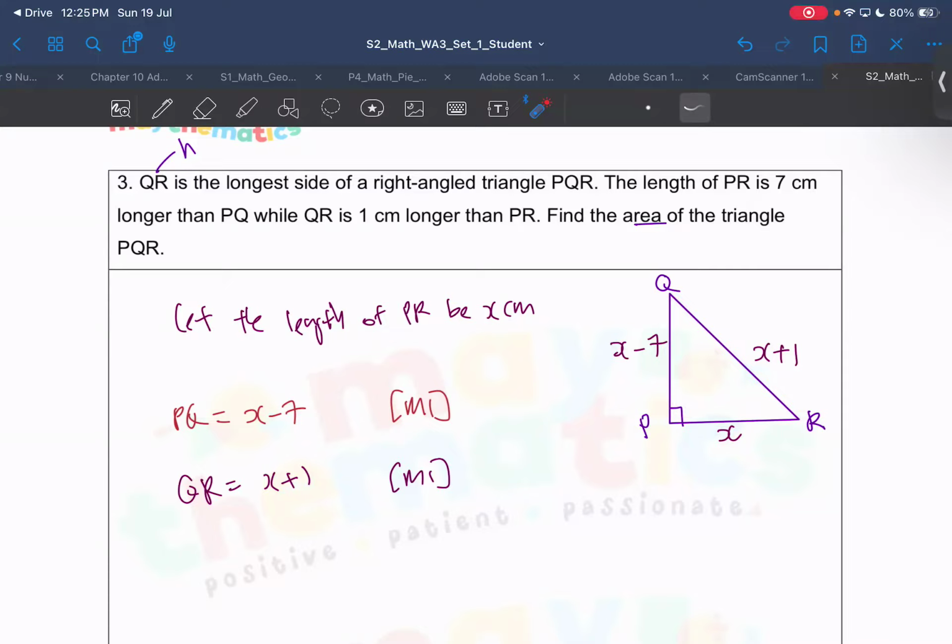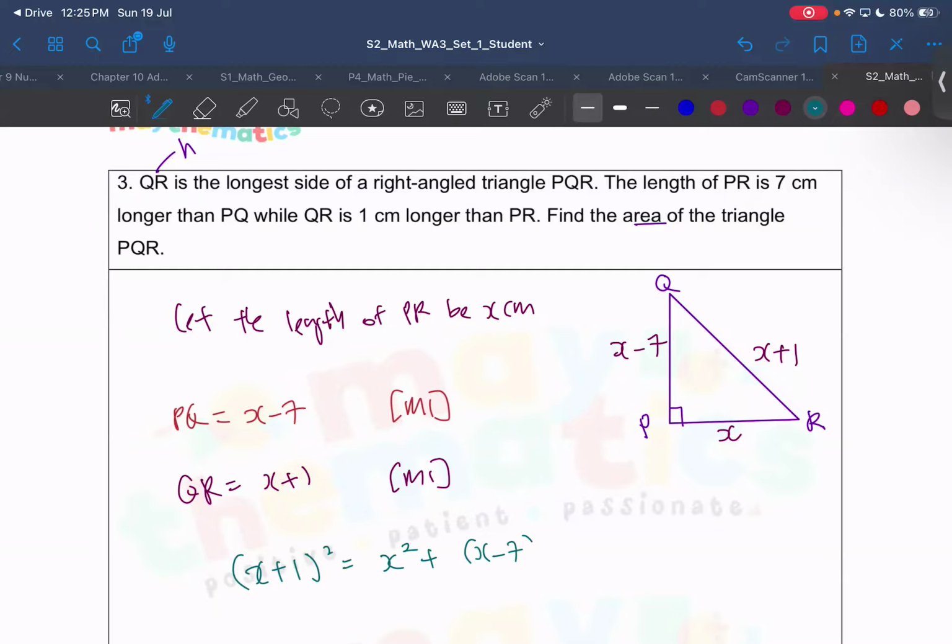Can I write an equation? What would my equation be? Half times X minus 7. But that one, I don't know the area. Who can tell me? What should I do? This is the 5th equation. So how do I write my equation? X plus 1 squared equals X squared plus X minus 7 squared.